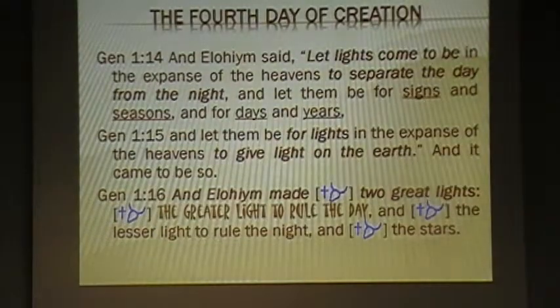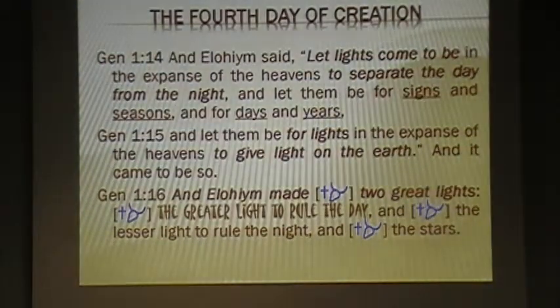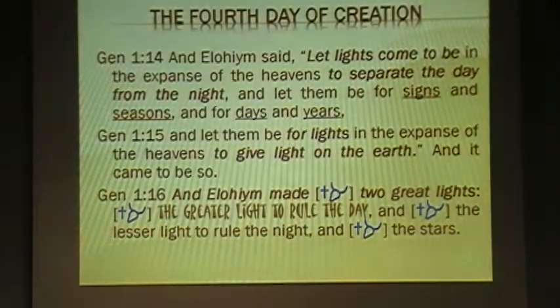So the same term, being, is used, which indicates not just day, separating the day from the night, but the sons of. So you have sons of the day, you have sons of the night. Okay? But nevertheless, let lights come to be in the expanse of the heavens to separate the day from the night. And let them be for, first and foremost, signs. We're going to look at that term later. And seasons. We're going to look at that. And for days. We're going to look at that. And years. So those four things, whatever these lights are that he's referring to, that's what they've been created for. Signs, seasons, days, years. And let them be for lights.